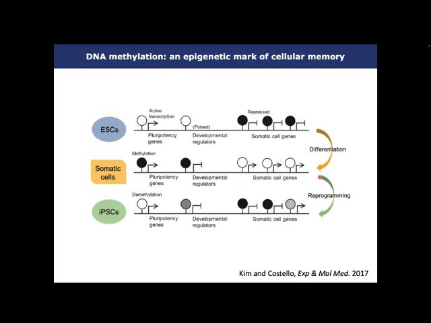Then after the reprogramming factors act, they remethylate the somatic genes and demethylate the pluripotent genes. However, this erasing and reprogramming of the epigenetic pattern is not complete. So although the pluripotent genes are demethylated completely, certain developmental regulators or somatic genes are slightly methylated, and so they are very easily turned on after differentiation. That actually creates the epigenetic memory for their differentiation patterns after the pluripotency induction.